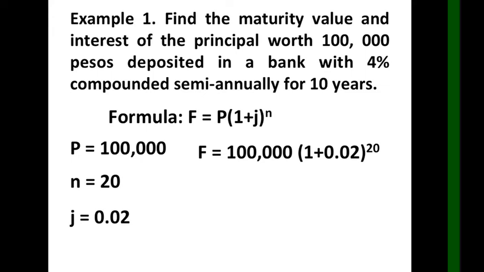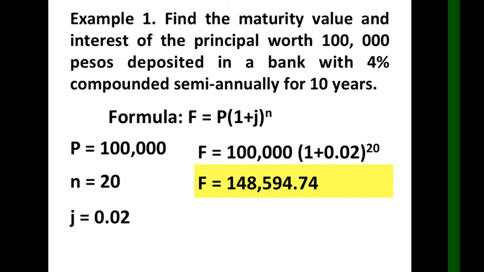On your calculator, just first type the following. Please follow me. Click open parenthesis, 1 plus 0.02, close parenthesis, raised to 20. Okay? And then click equals. Your answer will be multiplied by 100,000 and then click equals and you will get 148,594.74. Round off your answer to the nearest hundredths or 2 decimal places. So this is now our maturity value.